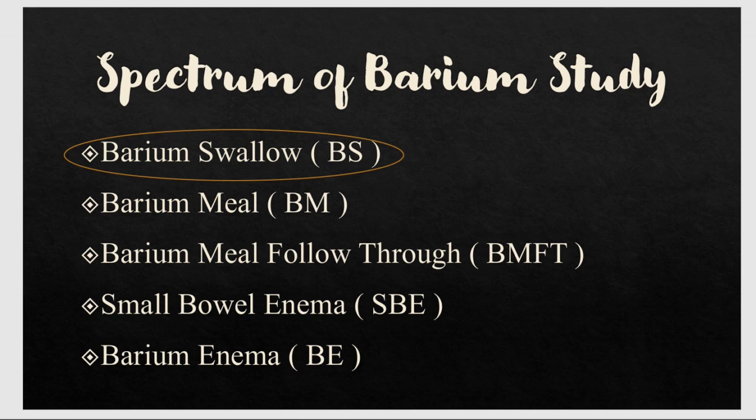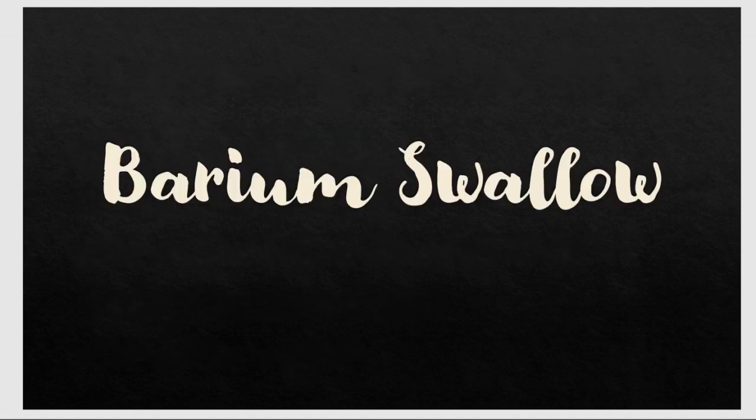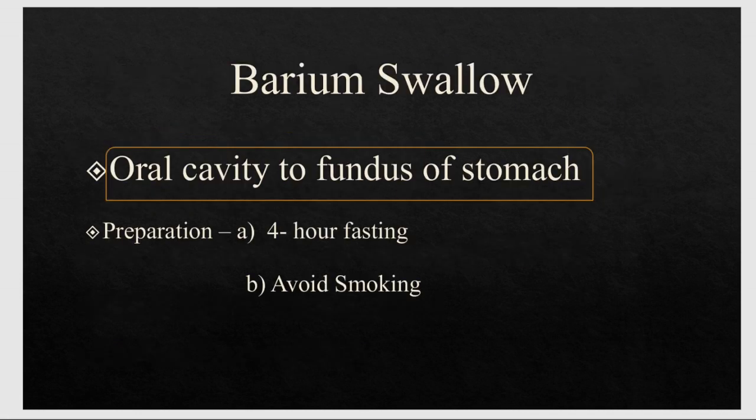Now, we are taking up the first spectrum entity, that is barium swallow. These are the 5 basic spectrum of barium studies, and we are taking up the first one, that is barium swallow. Now, barium swallow, the area it is covering is, just remember, from oral cavity to fundus of stomach. The oral cavity to fundus of the stomach.